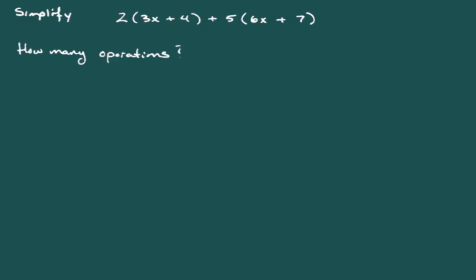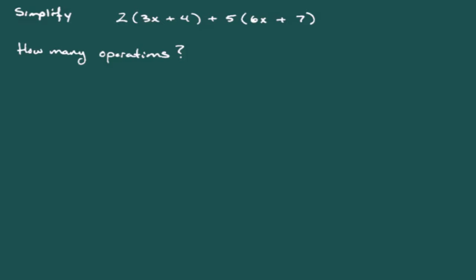So now let's look at one more example to see that it really doesn't take very many expressions to really increase the number of operations that we're going to have. And so in this case, let's look at simplifying the expression 2 times the quantity 3x plus 4 plus 5 times the quantity 6x plus 7. So again, we look at this and say, all right, so on the surface, how many operations do we have for this particular expression?